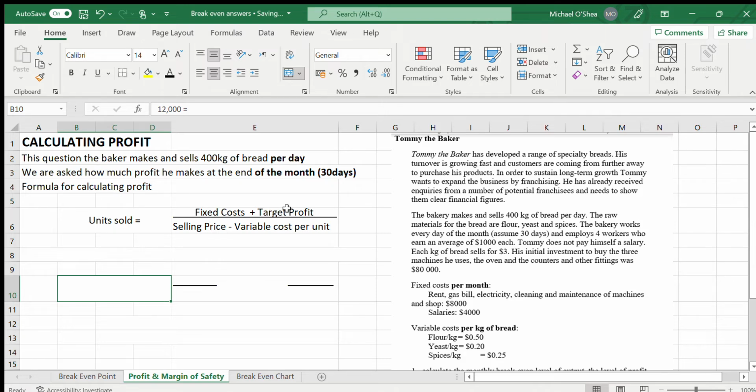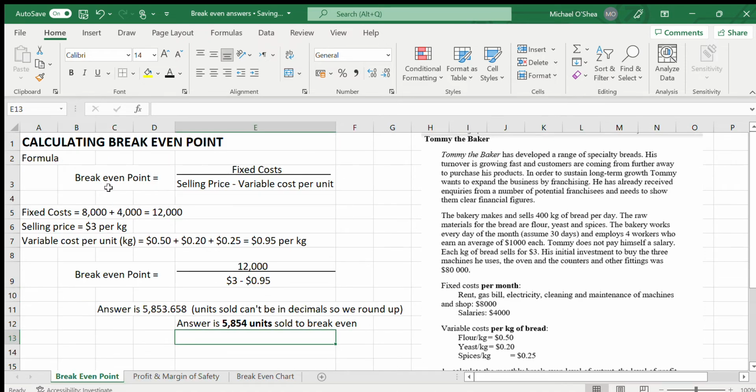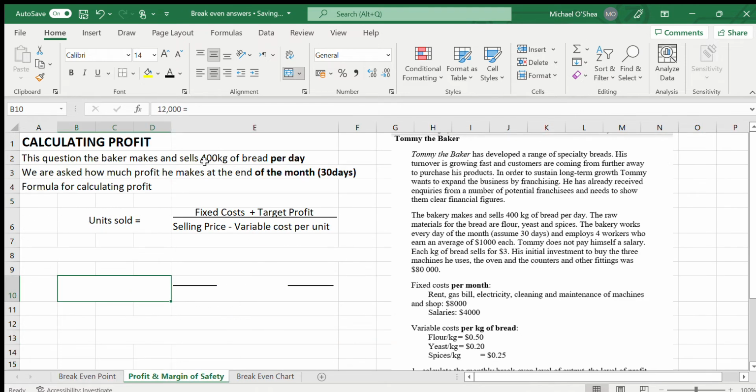And so in this case, we're trying to find out how much the profit's going to be. So this is going to be unknown. It's going to be X. And for the units sold, unlike the last time, for break even, we needed to find out how much we need to sell to cover our cost. This time we know how much he sold. We're just trying to find out how much profit he makes, because we know he sells 400 kg per day, and he does this straight for 30 days. 12,000 units are sold at the end of this month.